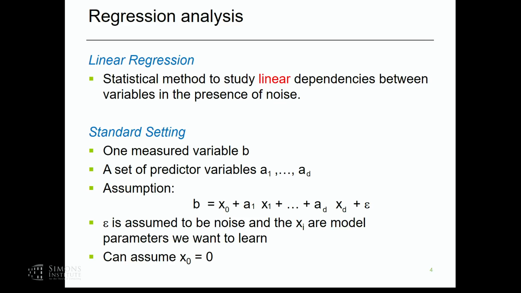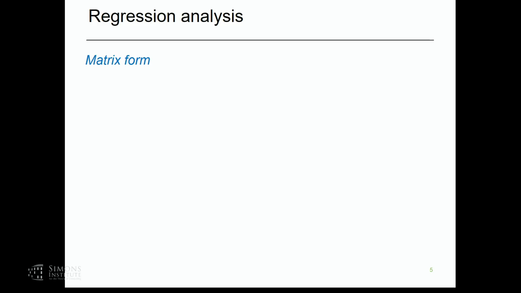Via a standard transformation, you can assume that this x0 term is equal to 0. To do that, you can replace d with d plus 1, and you can imagine an a0 term here, which is always equal to 1. So let's just forget about x0. And we don't just get one observation in regression. We had all these points in the Ohm's law plot. We get n observations. So let's write our problem in matrix form.